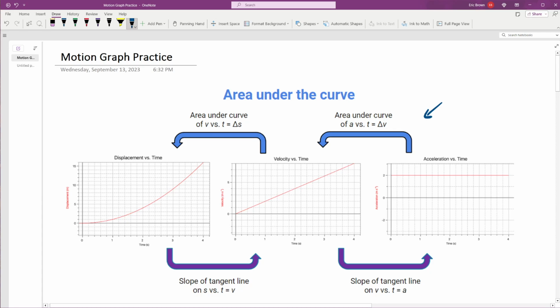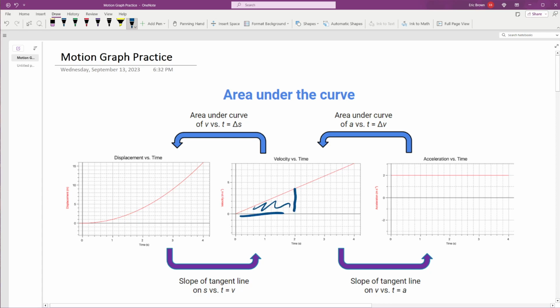So if you're given an acceleration versus time graph and you want to say something about velocity, you would use this rule that the area under the curve of an acceleration versus time graph is equal to change in velocity, like over the time you're areaing. Same thing to go from velocity to displacement. The area under the curve, say, of a velocity versus time graph.